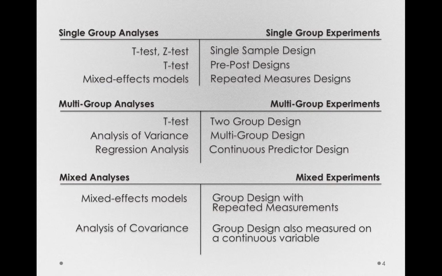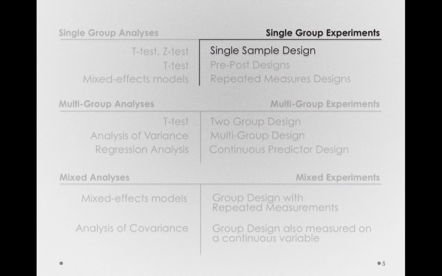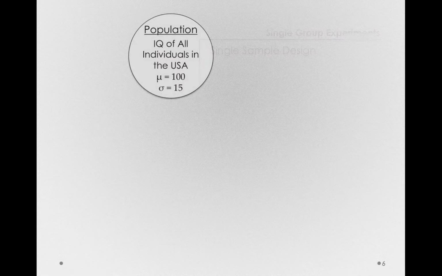Now for now, let's go back to the simplest design we can think of, a single sample design. And this is a situation like I described before. For instance, we have a population that we know a lot about, the IQ scores of all individuals in the United States. Now what's nice about the IQ distribution is that it has a mean and standard deviation we know. And we know this because this is a property of that test. The mean on many IQ tests is 100, and it has a standard deviation of 15.